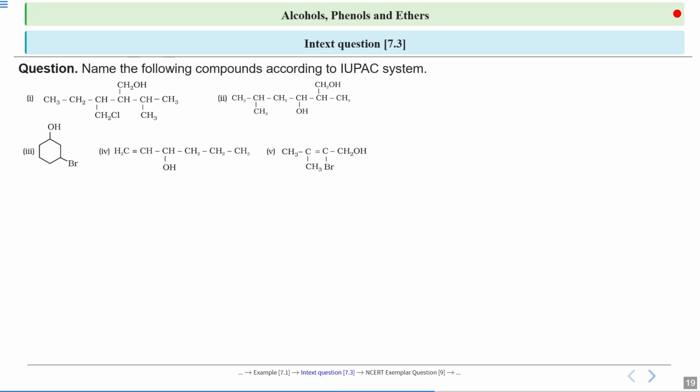Now let's solve Intext question 7.3. The question is, name the following compounds according to the IUPAC system. The similar thing you have to do. You have to name the given 5 compounds as per the IUPAC nomenclature.